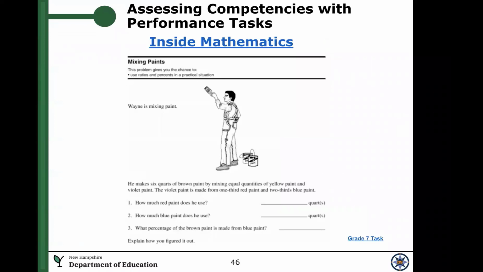Inside Mathematics is one of the resources we have available to us on the internet that provides some vetted, well-constructed tasks. The rubrics for this tend to be point-based rather than a 4-point proficiency scale, but they do show and provide discussion of different student work. And the site also offers other resources and support for teachers.